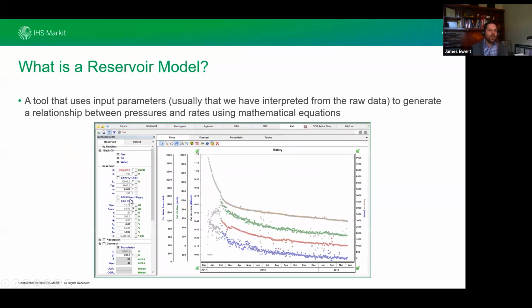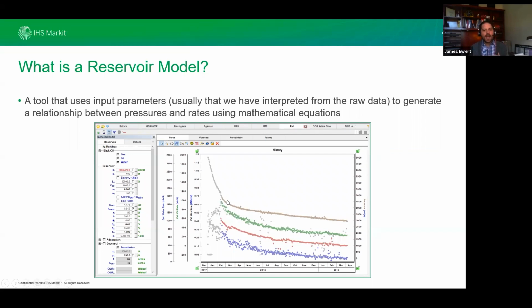So what is a reservoir model? I've touched on it a few times. Here's an illustration of that. It's a tool that uses input parameters. These are the parameters here. I'm sure they're too small to see, but there are things there such as my initial pressure, my fracture half length. This is for an unconventional well, of course. Permeability, porosity, saturations, those volumetric inputs, net pay height, so important. What we're going to do is take those values and calculate a synthetic value.